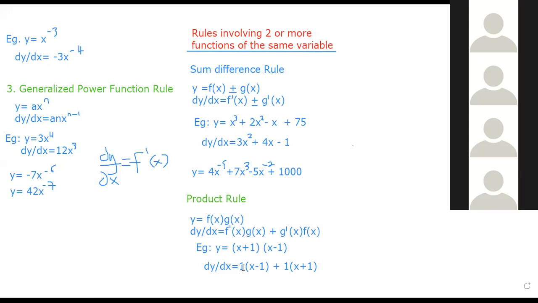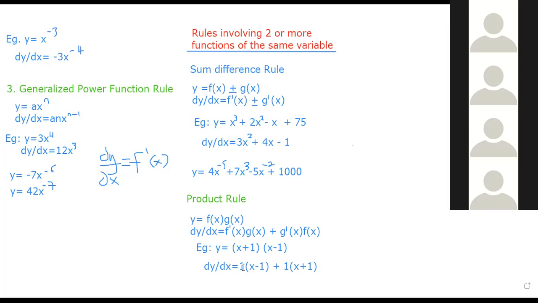Then the second one, you differentiate the second function. That one too, you get 1. That will maintain the first function. Please, do you understand it?